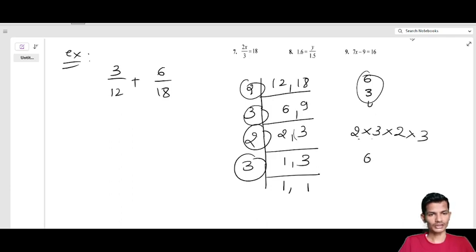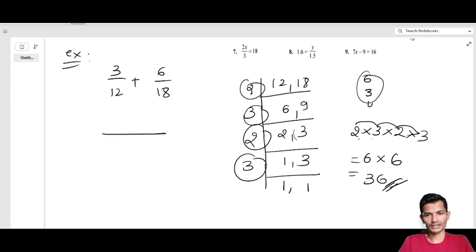So 2 3s are 6, 6 6s are 36, or you can do that 2 3s are 6, 6 2s are 12, 12 3s are 36. You can also do that. So this is how we got the LCM of 12 and 18 as 36. So I have written it as 36.